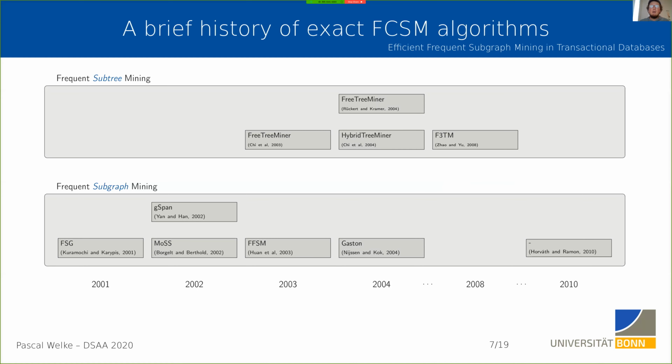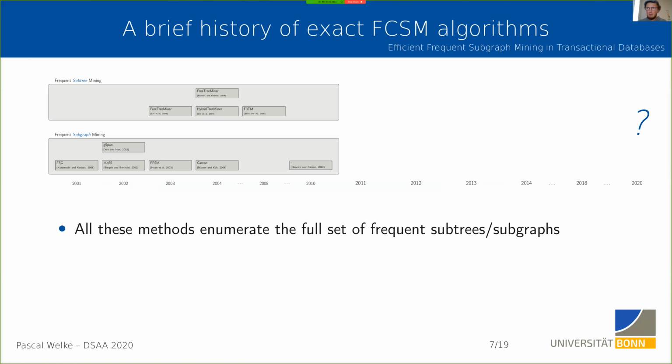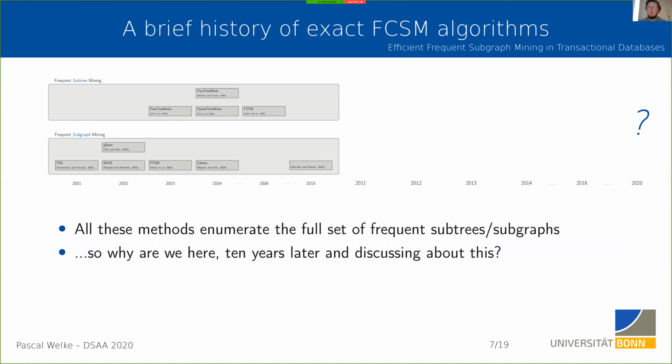And now you're wondering, right? We're in 2020 in a conference. Why are you seeing a survey article here about a problem that was solved 10 years ago, or even 15 years ago, let's say? Well, all these methods enumerate the full set of frequent subgraphs. What's this all about?